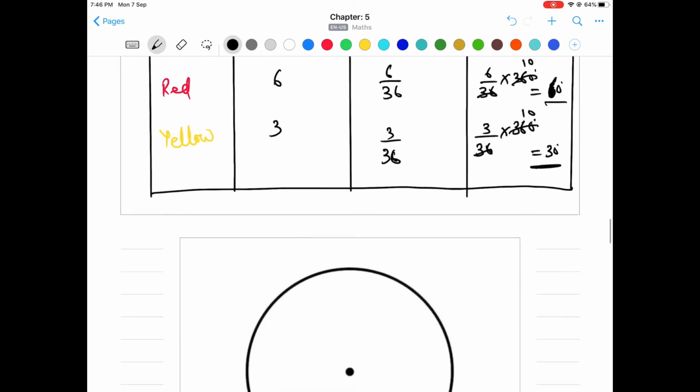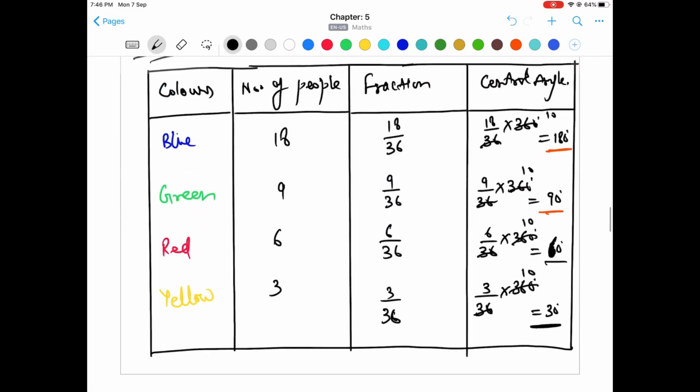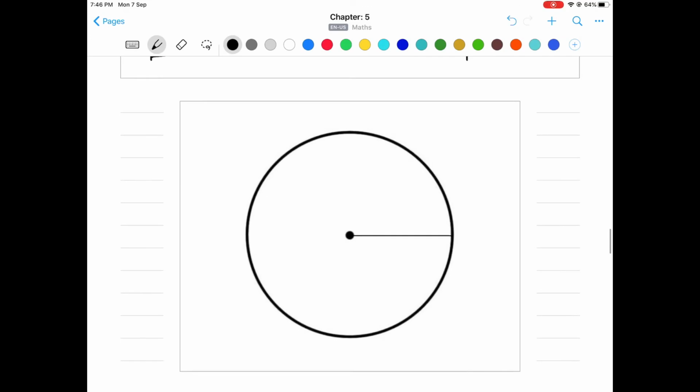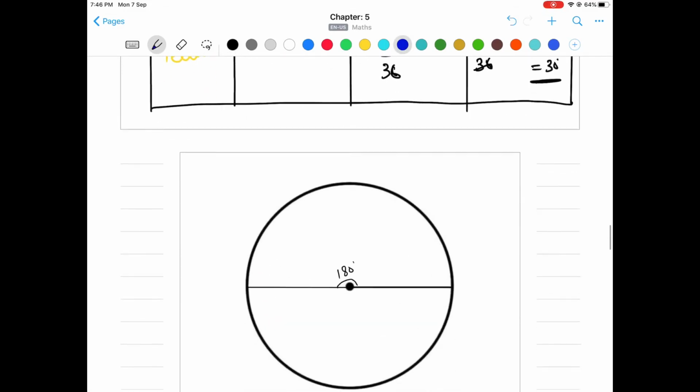Okay, so we'll draw the pie chart for this one. Again, we'll start from here. First draw the radius of the circle like this. So first we have blue, which is 180 degrees. That means this will cover exactly half of the circle. 180 degrees means a semicircle. So this part is representing 180 degrees, and this is for blue.